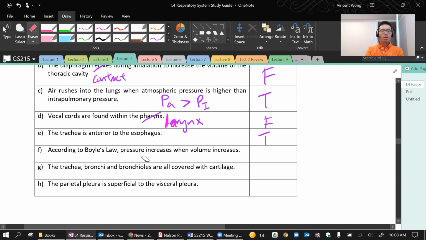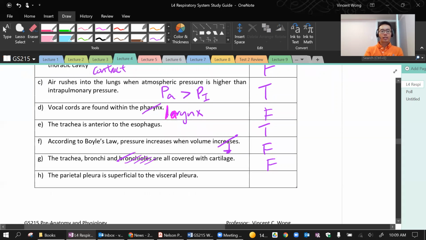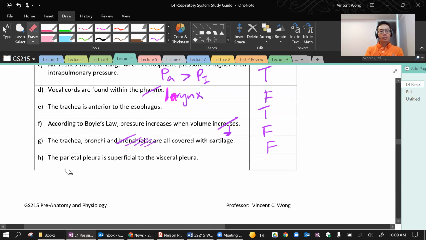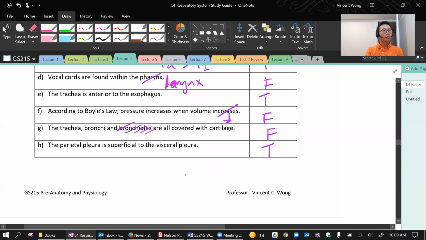According to Boyle's Law, pressure increases when volume decreases. So that is false. It's an inverse relationship, right? But the key thing is the temperature has to be constant. Next, the trachea and bronchioles are all covered with cartilage. Not true. Bronchioles do not have cartilage. That's why they are at risk of collapsing during an asthma attack. The parietal pleura is superficial to the visceral pleura. That is true. And I think that is all for the true or false.